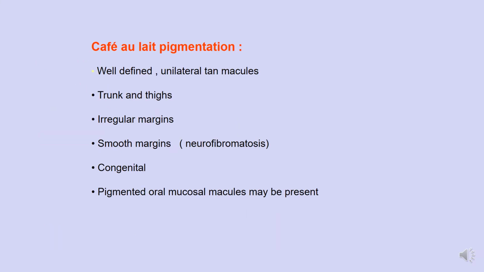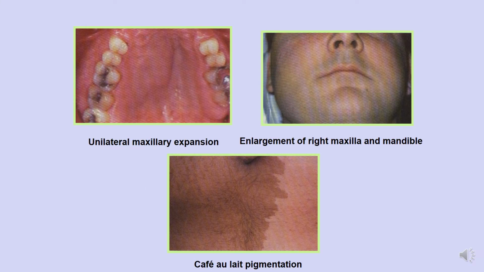So now let's look in a little more detail at what cafe au lait pigmentation is. Cafe au lait pigmentation is coffee with milk pigmentation. They are well defined unilateral tan macules, commonly seen on the trunk and on thighs. They have irregular margins. If these cafe au lait pigmentations have smooth margins, then we should be worried about neurofibromatosis. They are present since birth, so they are congenital, and pigmented oral mucosal macules may be present in these patients.